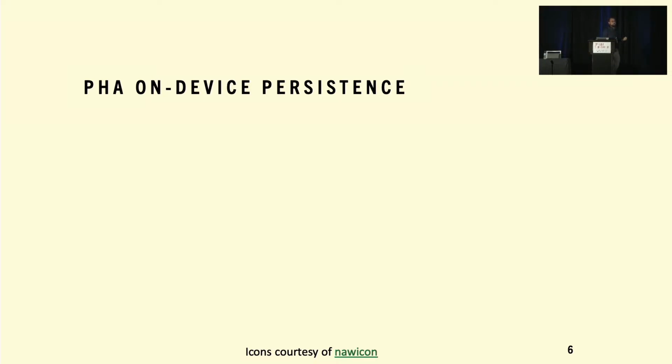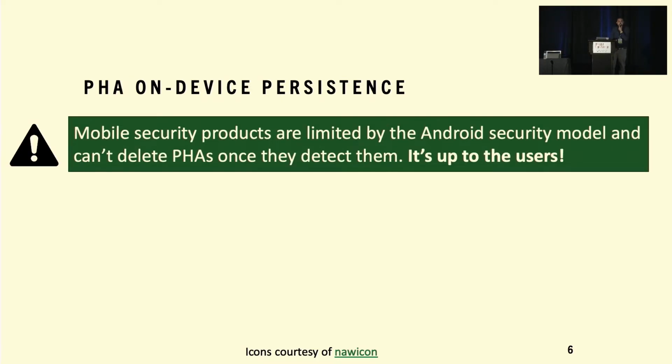So the paper is very dense, so we have a lot of results, a lot of measurements, but what I'm going to do is giving you some highlights of our main results and our main takeaways. So how long do PHAs persist on devices? Well, mobile antivirus products are actually limited in what they can do by the Android security system, the Android permission system. So they cannot delete apps themselves directly. So the only thing they can do, they can tell users, I found these apps, please delete them.